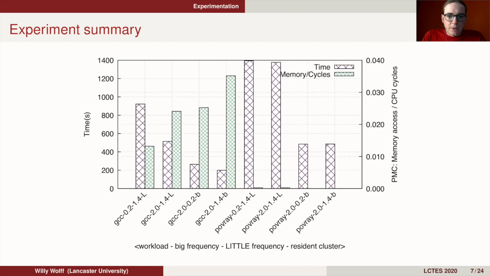On these particular examples, GCC could have a 50% slowdown on the little cluster and 30% slowdown on the big cluster, while povray has no significant slowdown. So, why this? Let's have a look at some details in the hardware.